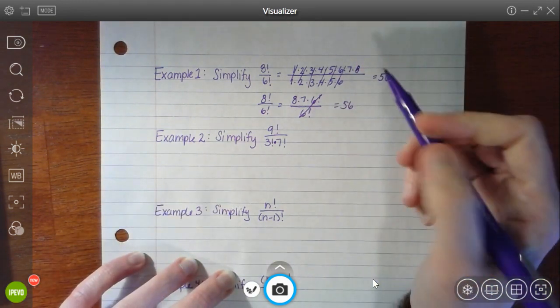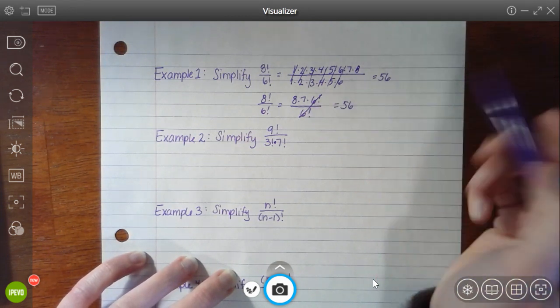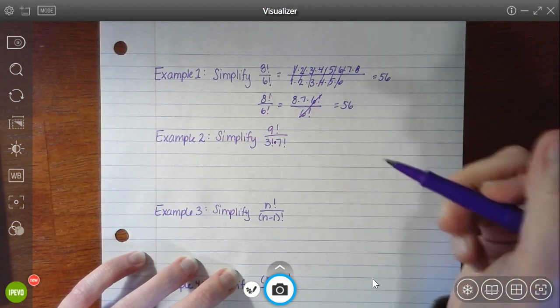And now I know 8 times 7 is 56. All right. Notice I received the same answer. I just had to do a lot less work in this problem because I didn't have to keep on expanding out all of those numbers. Okay. So let's look at a couple other examples.